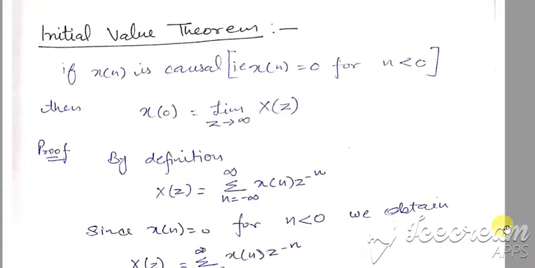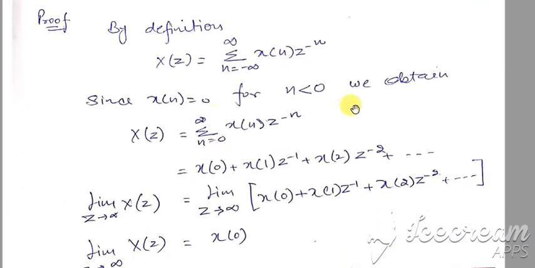Next, we will discuss the initial value theorem. According to the initial value theorem, if x[n] is causal, or we can say x[n] is equal to 0 for n is less than 0, then x[0] is equal to limit z tends to infinity X(z). Now, by definition, X(z) is equal to summation minus infinity to infinity x[n] z raised to the power minus n.